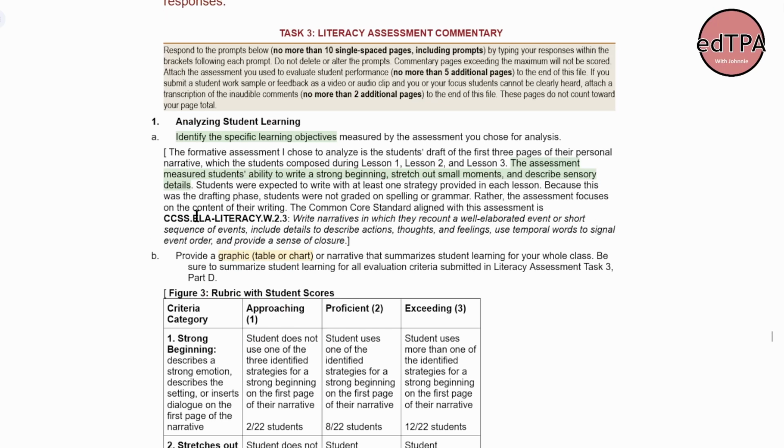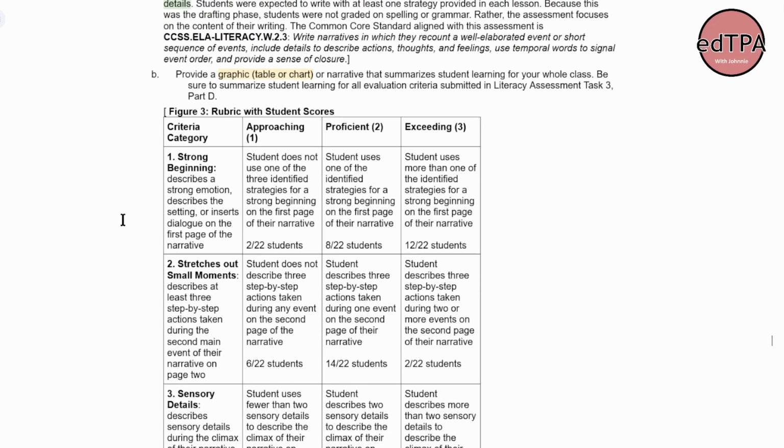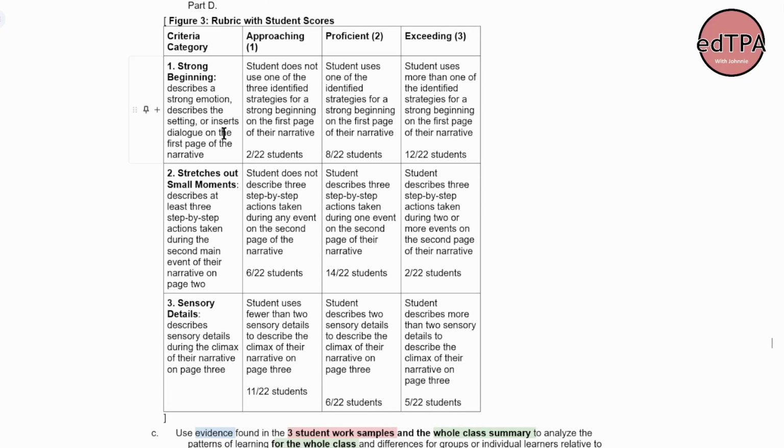Let's get started. This is prompt 1, identify the specific learning objectives. And you can see this describes the formative assessment, and the assessment measured students' ability to write a strong beginning, stretch out small moments, and describe sensory details. So those are the learning objectives, also connected to the standards. The second piece, this one says provide a graphic or table or chart. And as I shared before, this is a good way to do it. You can see in this, the criteria over here are related to the essential literacy strategies and the related skills.